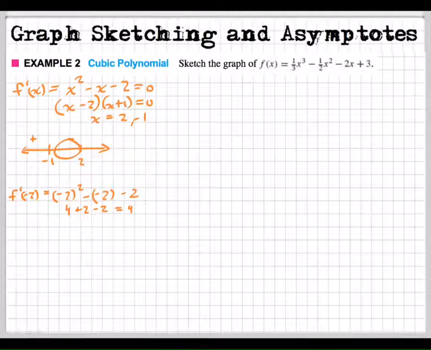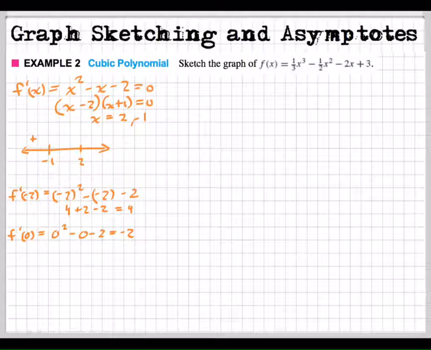Alright, let's pick another one. I'm going to pick 0 because it's in between there. If ever I can pick 0, I will pick 0. It's the simplest one to choose. So we have subtract 0, this is 0, this equals negative 2. So we have a negative. So we're increasing then decreasing.